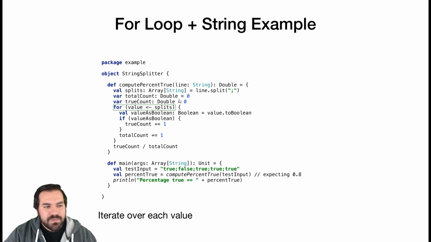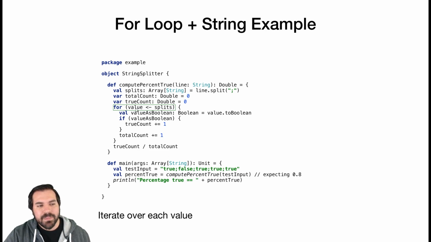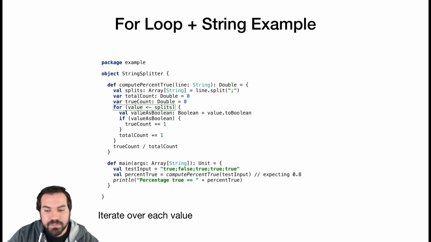We're going to initialize a few variables and iterate over the splits of this string. So for each of these values, starting with true, the value true is in the splits, assign that to value, and then execute the body of this loop with that value true, and then the value false, and then the value true, true, true, and then end the loop. So we're going to iterate over this data structure.